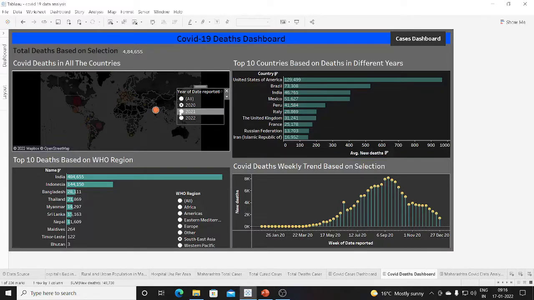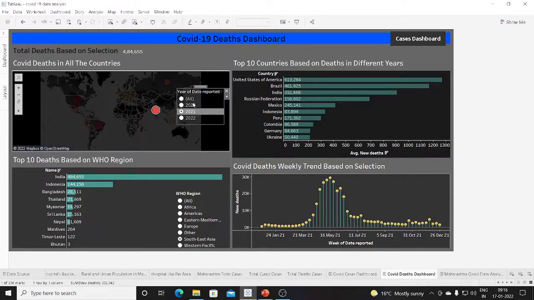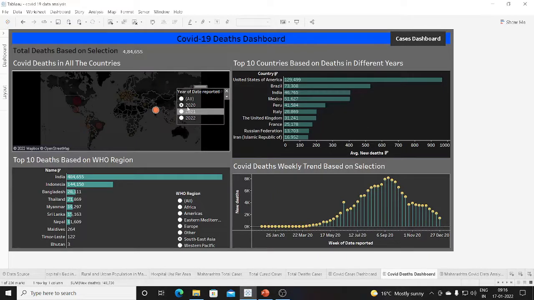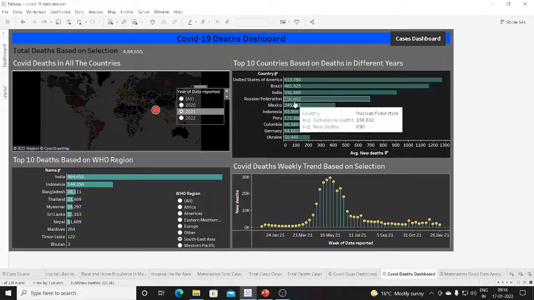Now in the case of 2021, you can easily see that again the United States of America is at the top, again Brazil, and India in the third position. In 2020, India was in the third position, and in 2021 India is also in the third position. Brazil has also faced so many cases, and also India, the Russian Federation, and Mexico. These are the top 10 countries based on different years.